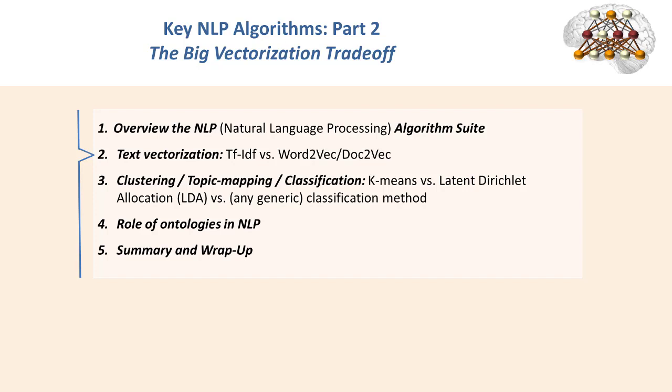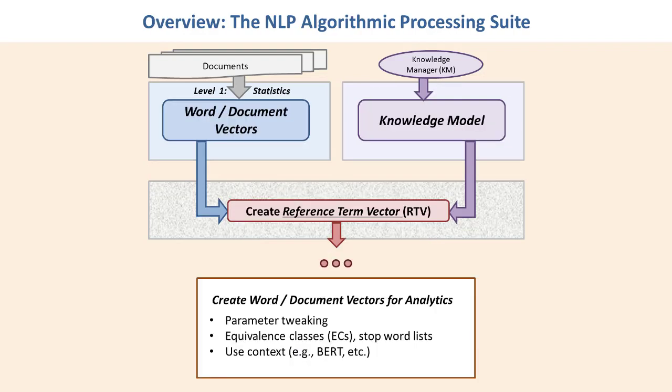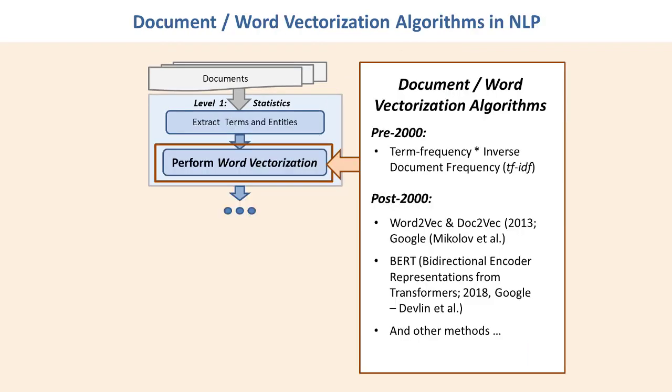In other vids, we've already taken a look at the overview, and upcoming, yet to be produced, we're going to take a look at clustering, topic mapping, and other things. Just for quick context, we're looking at doing text vectorization after we've already extracted the terms from a set of documents. Our goal now is to produce a reference term vector that characterizes the important terms within that corpus or collection of documents. As I mentioned, there's two general classes of algorithms that we're looking at.